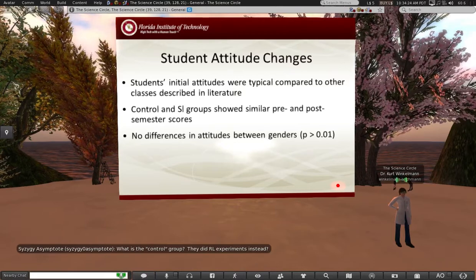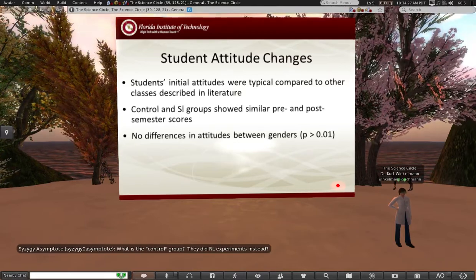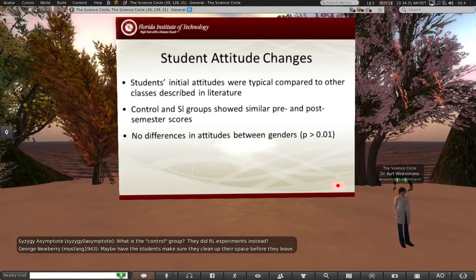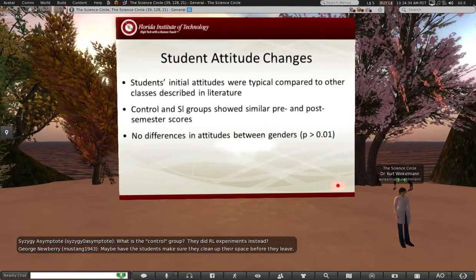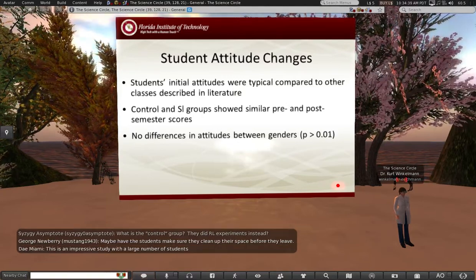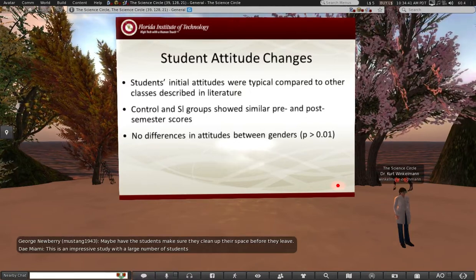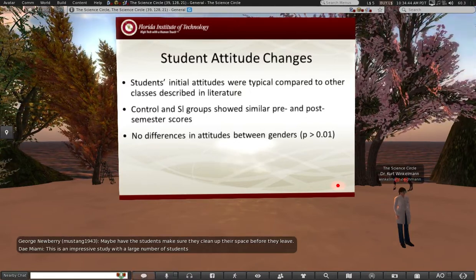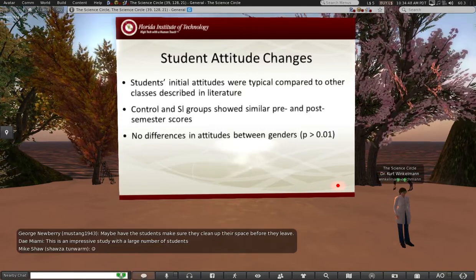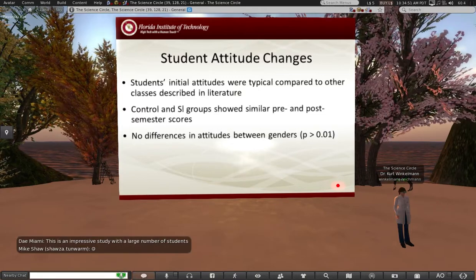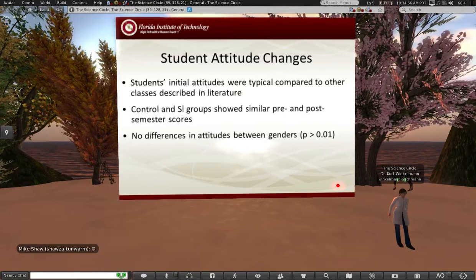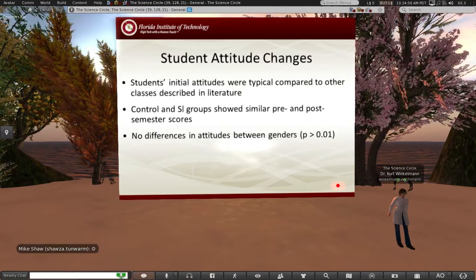We didn't see much effect of the virtual labs, really of any of the labs, on student attitudes. Their initial attitudes were typical compared to what's reported in the literature for other large chemistry classes. Both groups showed similar pre and post scores on this survey, meaning that neither the real-world labs nor the virtual labs had much of any impact. And there was also no effect of gender on outcomes.